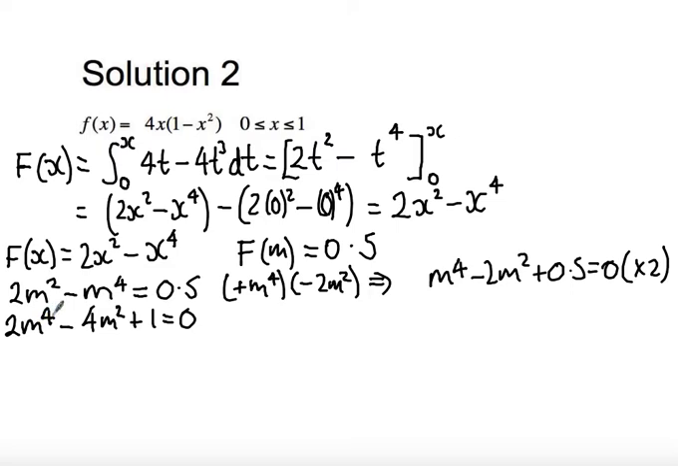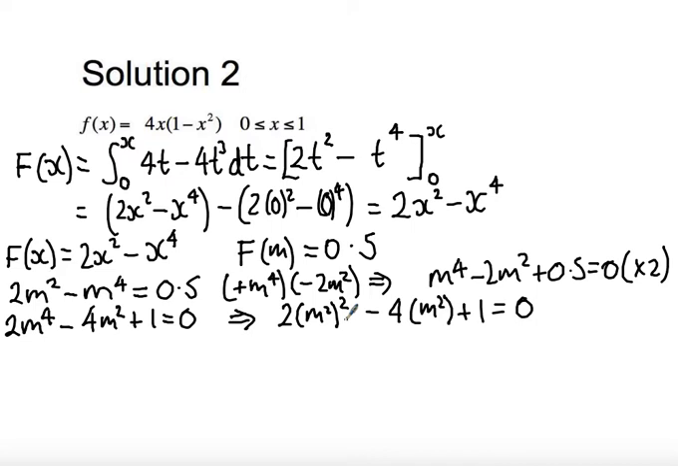A quartic equation is of course an equation where the highest power is 4. However, we can consider this as 2m squared, minus 4 lots of m squared, plus 1 equals 0. So it is a quadratic in m squared.